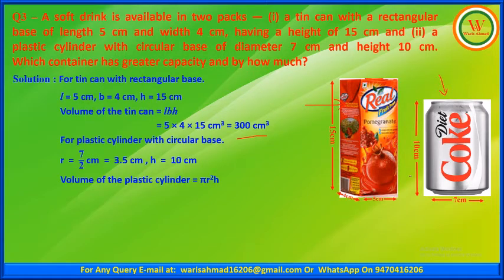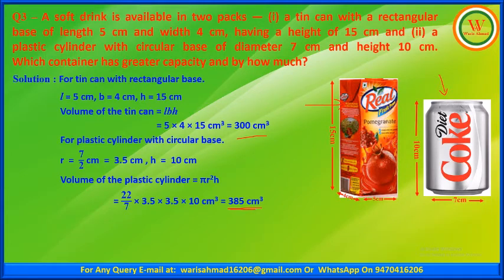After that, we will assign the value of pi, r and h. For pi, we will place 22 upon 7. For radius, we can place 3.5. And for h, we can place 10. After solving this one, we will have 385 centimeter cube. So here we can observe that the second pack has the more volume.